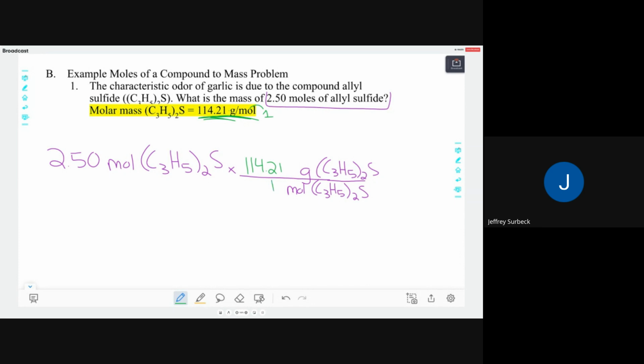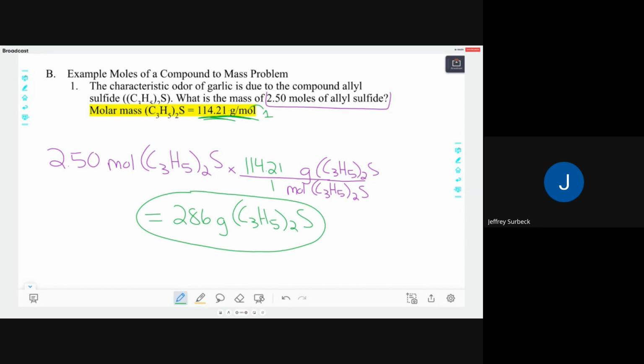Now, all we have to do is calculate this particular problem out. We have 2.5 times 114.21. We end with this. Going to 3 total digits, we actually round to a whole number here. We would end with 286 grams of C3H5 2 S.